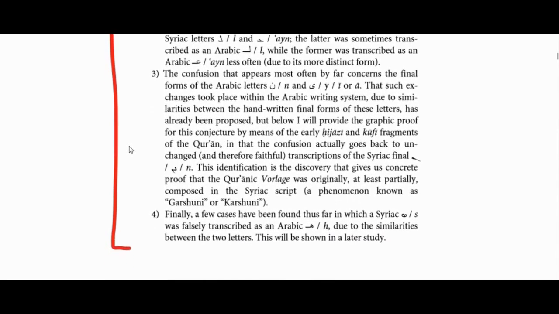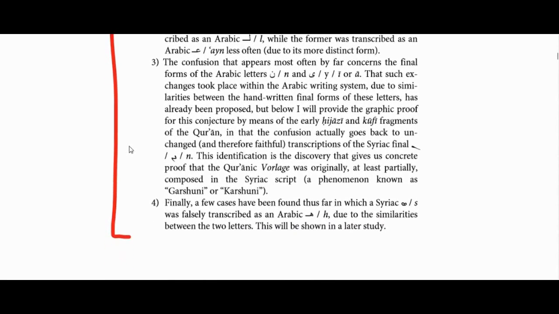Number 3, "the confusion that appears most often by far concerns the final forms of the Arabic letters, the Nun or the N, and the Y, which is I think it's pronounced I've forgotten how you pronounce it, the Arabic Y. Apologies. It is used for 3 different types of vowel sounds: the Y sound, the I sound, and a sort of A sound.